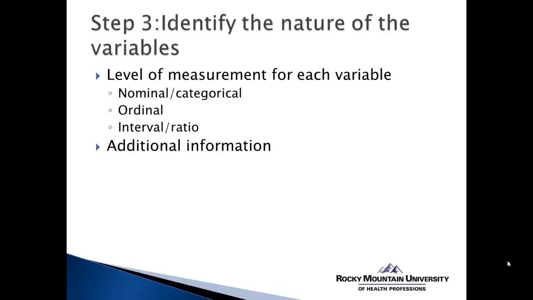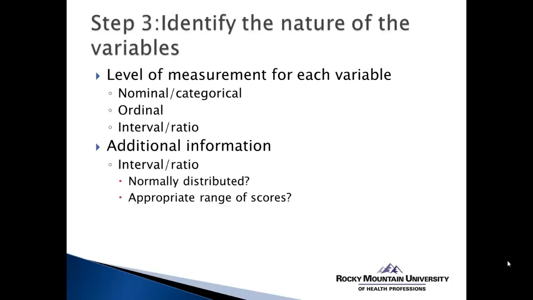Now, some additional information you'll need to identify about the nature of your variables. Now, for numeric variables, one of the biggest additional pieces of information we need to develop is whether or not the scores in our groups are normally distributed. In other words, do they form a bell curve as far as the frequency of occurrence? And that is a hugely important criteria when we talk about some of the different kinds of techniques that we need to use.